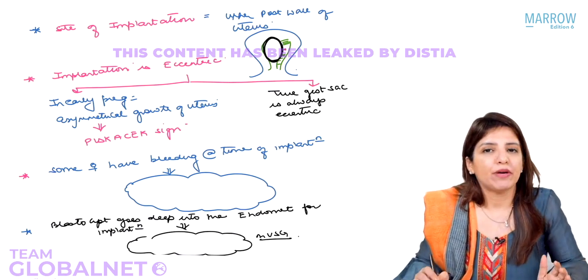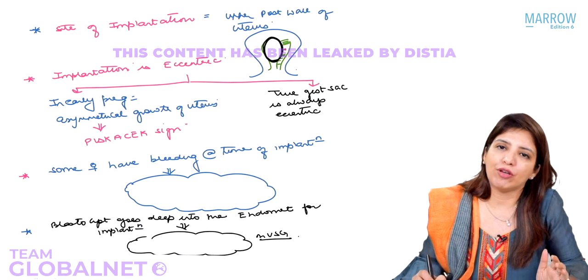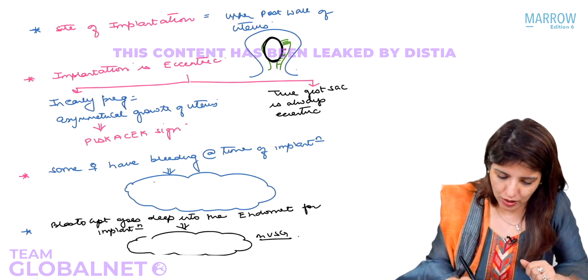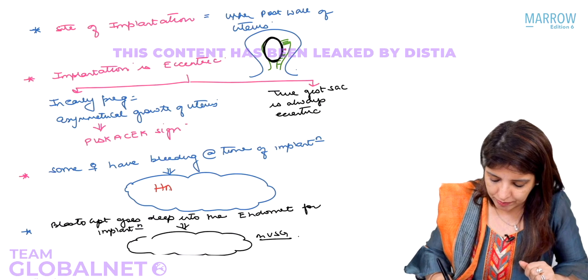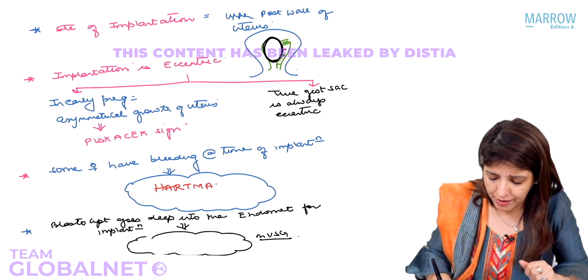Now, there are a few females who have bleeding at the time of implantation, and this is what is called Hartmann sign or placental sign.